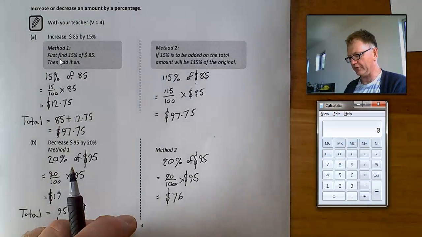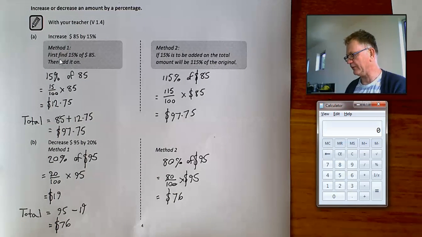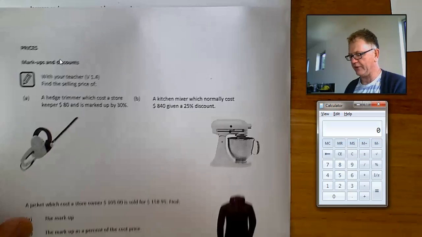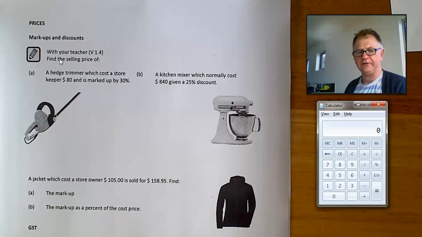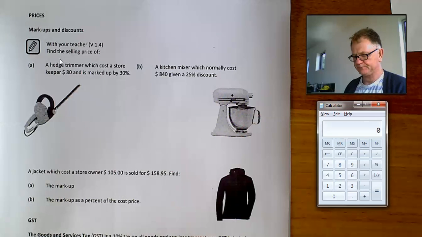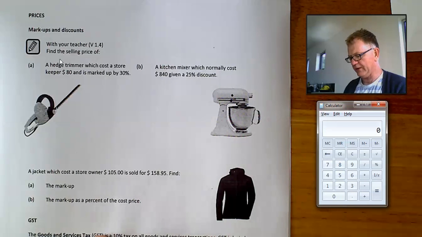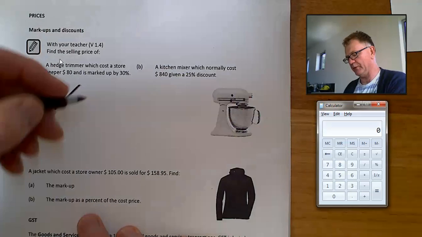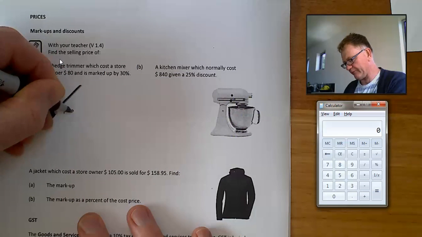We've got some more questions on this over the page, so I wonder if we'd turn over now and we'll go straight on and do them right now. So these questions concern markups and discounts. I've got a hedge trimmer. It costs the store $80 and it's marked up by 30%. So to work out the final price, first of all we'll work out what the markup is, I think.